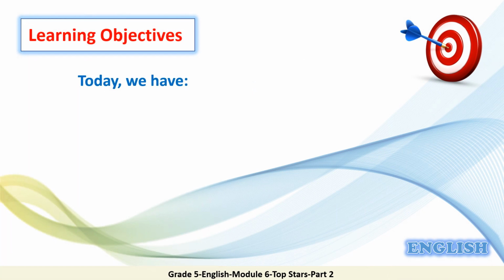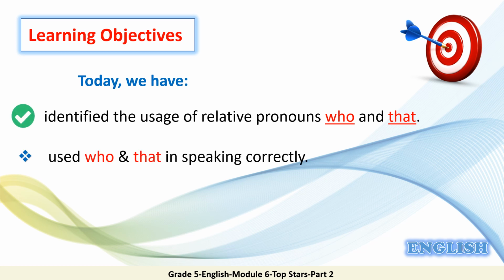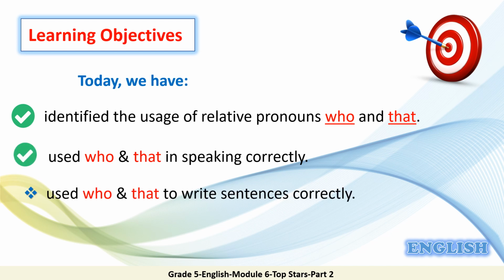It's very important to go back to our learning objectives and check together. Today, we have identified the usage of relative pronouns who and that. We used who and that in speaking correctly. We used who and that to write sentences correctly.